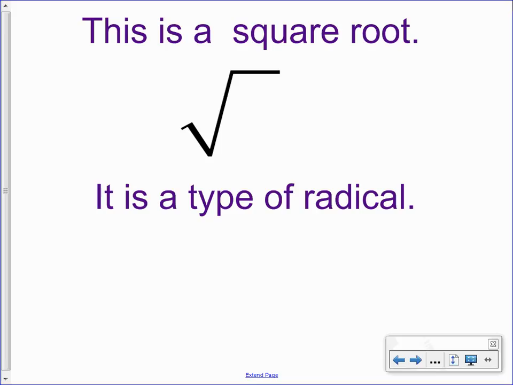There is an invisible 2, like right here. If you don't see a 2, this is automatically a square root. The part right here is called the index. Repeat after me, index. If there's anything other than a 2, then it'd be a cube root, a fifth root, an eighth root. If there's no 2, if it's invisible, then it's automatically a square root.